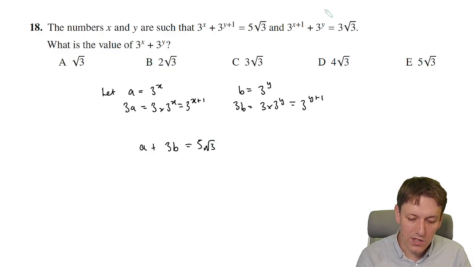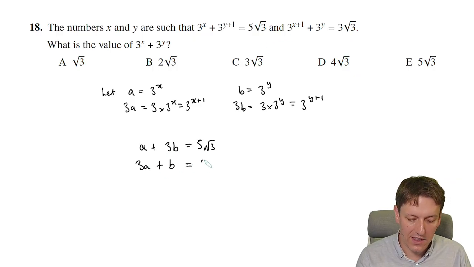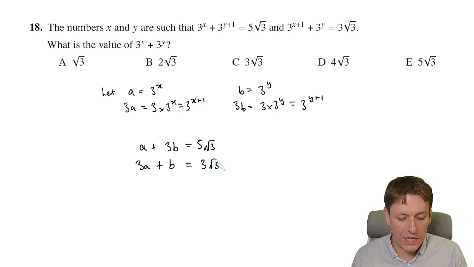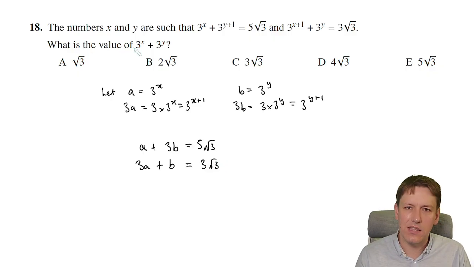And the second equation, you can do the same thing then. 3 to the x plus 1 is 3a, 3 to the y is b, and I add those together, I get 3 root 3. So I've just got a pair of simultaneous equations for a and b. And you can use whatever method you want here now. You could find a and b and then work out 3 to the x plus 3 to the y. But if you're smart here, you can really save yourself a lot of work.